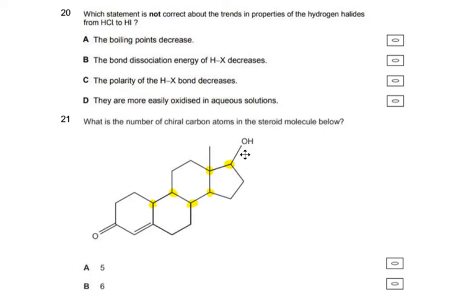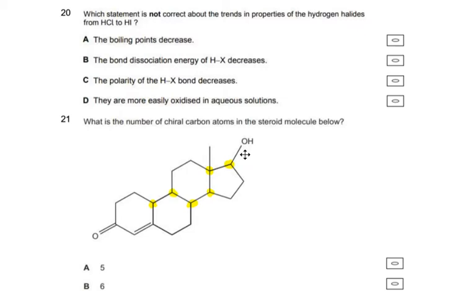That's also correct because the electronegativity of the halogen atom decreases as you go down the group because the atom is bigger and the electrons are more shielded, so the attraction of the nucleus for the pair of electrons in the covalent bond decreases.